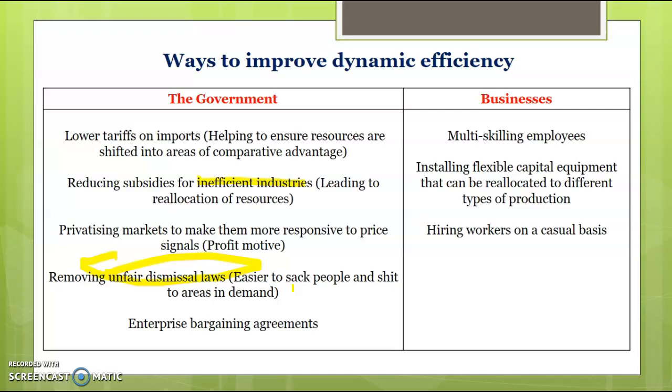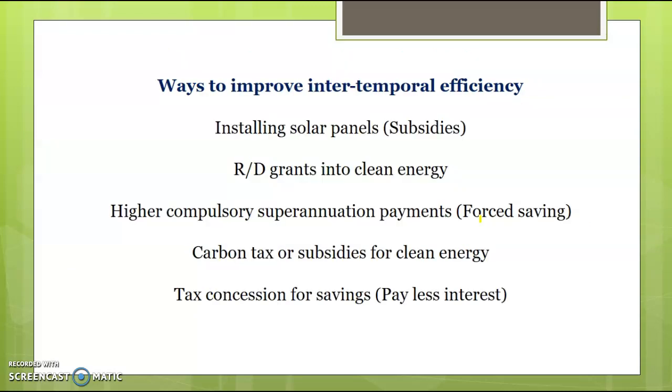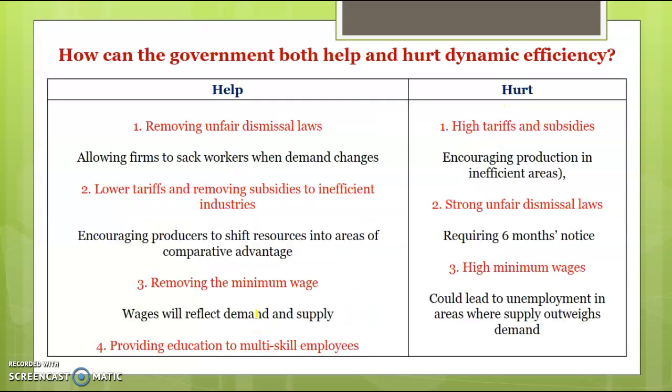From a business perspective, multi-skilling their employees so they're more adaptive to changes in consumers' preferences is a great example. Installing flexible capital equipment that can be reallocated to different areas of production. Hiring workers on a casual basis can make firms more dynamically efficient because it allows them to sack people when they don't need them, but also to increase output when required as well. Ways to improve intertemporal efficiency: subsidies for solar panels, grants for clean energy, compulsory superannuation, carbon taxes, tax concessions for savings, which we talked about.